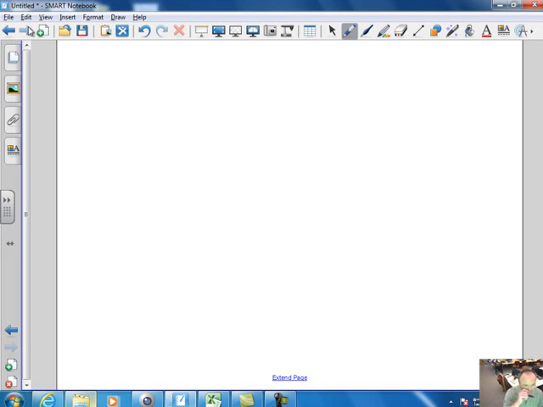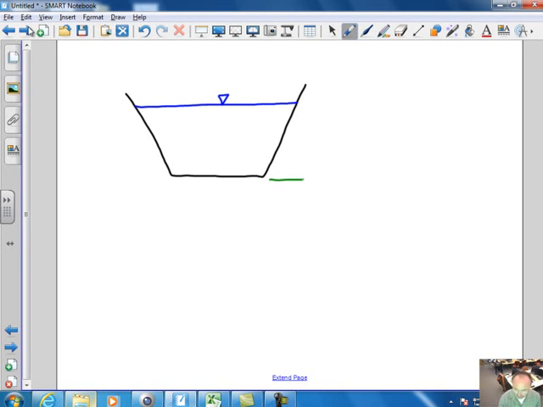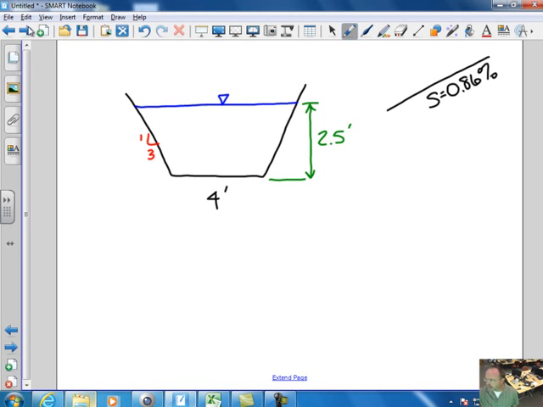So let's go through and see if we can make this make sense. If I have a trapezoidal ditch and I have a depth in it, let's say of, let's call this 2.5 feet. And I have a width of 4 feet, and I have a slope of 3 to 1. I want to know, and I have a longitudinal slope of this channel. My longitudinal slope is, let's say, 0.86%, and it's concrete. What does that mean?